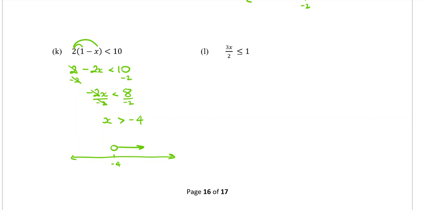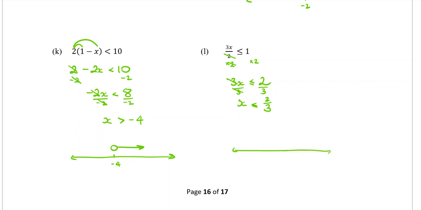L. To move the numbers away from the x, we're going to have to start with the denominator. I need to multiply by 2. So 3x is less than or equal to 1 times 2, which is 2. Then, dividing by 3, we get x is less than or equal to 2 divided by 3. It doesn't get any nicer than that, so we just have to leave that as a fraction, 2 over 3.